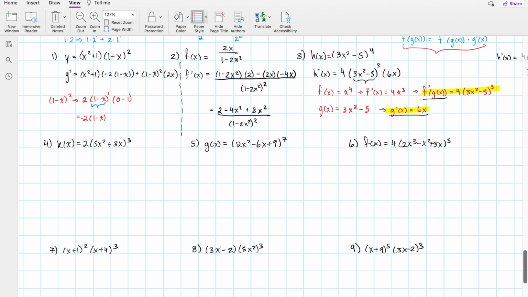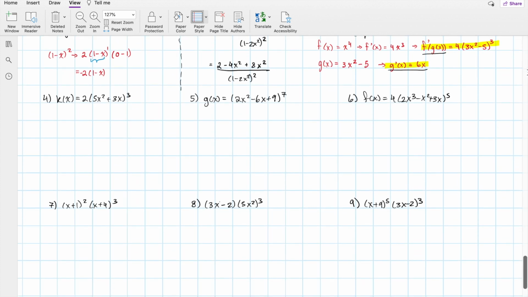Okay, question 4. If k of x is equal to 2 times (5x squared plus 3x) to the power of 3. Now this looks like a constant multiple rule, right? We have that constant in front of the whole big function, as well as the power rule. So let's start. K prime of x is going to equal, we're going to leave 2, we're not going to touch it just yet, and we're going to bring down the 3 and multiply it by the entire bracket without touching it.